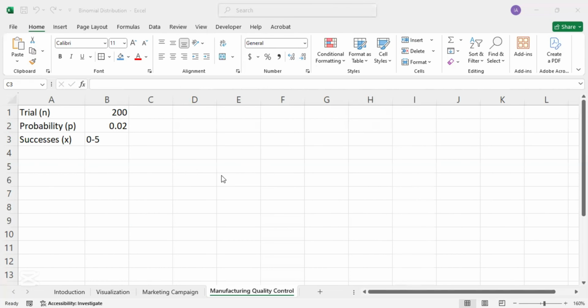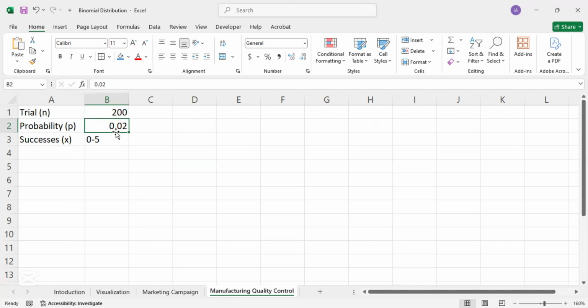Our second scenario is for manufacturing quality control, and it reads: a factory produces 200 widgets with a 2% defect rate. What is the probability of less than or equal to 5 defects? So from our scenario, our trial is 200, because the factory produces 200 widgets. Our probability is 2%, which is 0.02. Then it asks, what is the probability of less than or equal to 5 defects?